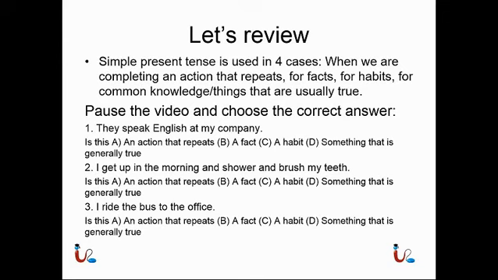It's not B, because it's not 100% true, as a fact would be. A fact is something like dogs have 4 feet. And D, something that is generally true. This isn't generally true either, because we do know that this is true. So it is C, a habit. Number 3, I ride the bus to the office.